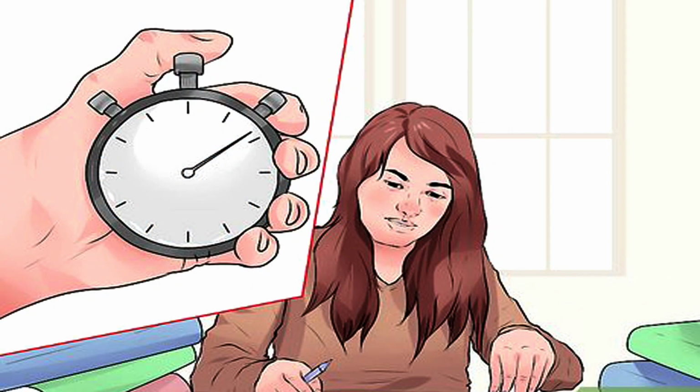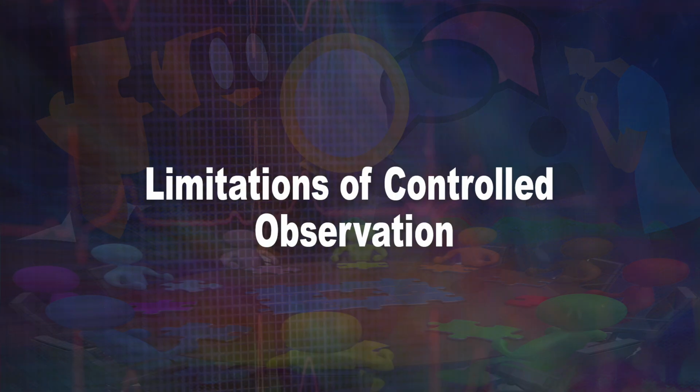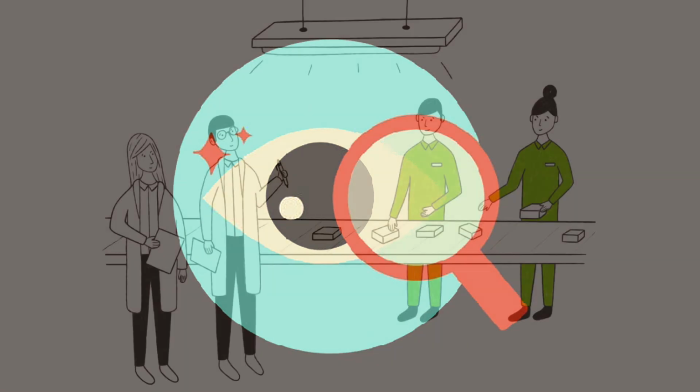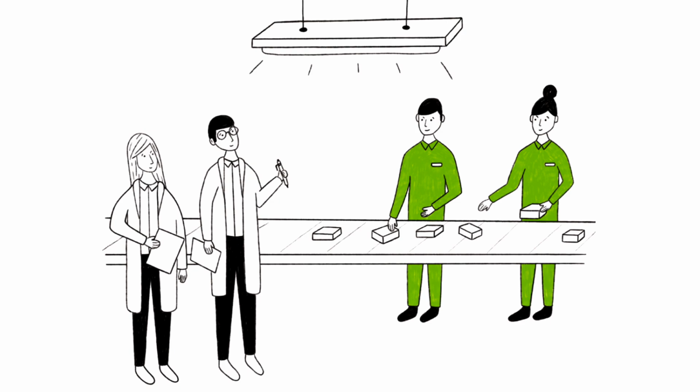Controlled observations are fairly quick to conduct, which means that many observations can take place within a short amount of time. This means a large sample can be obtained, resulting in the findings being representative and having the ability to be generalized to a large population. The limitations are: controlled observations can lack validity due to the Hawthorne effect or demand characteristics. When participants know they are being watched, they may act differently.